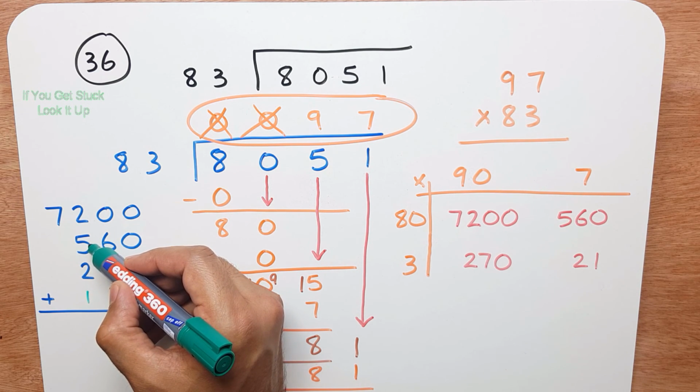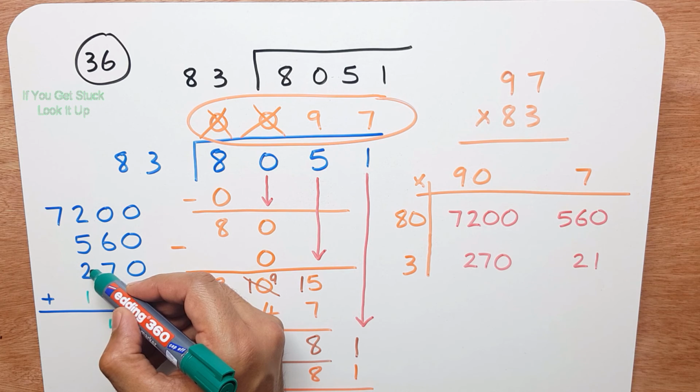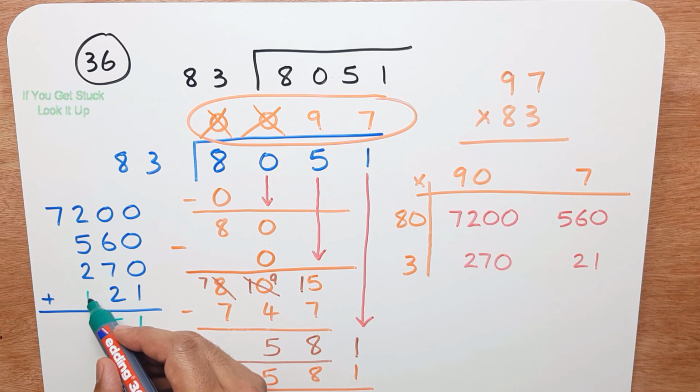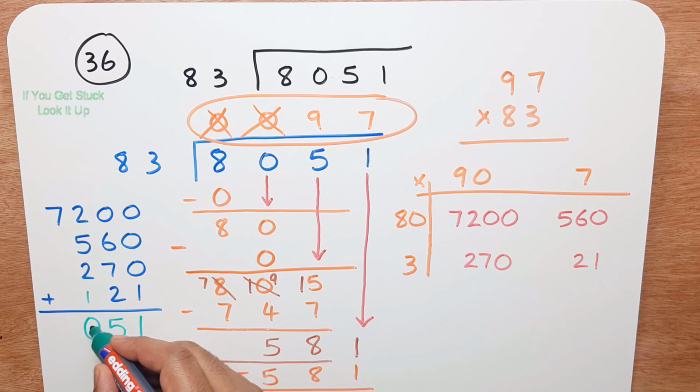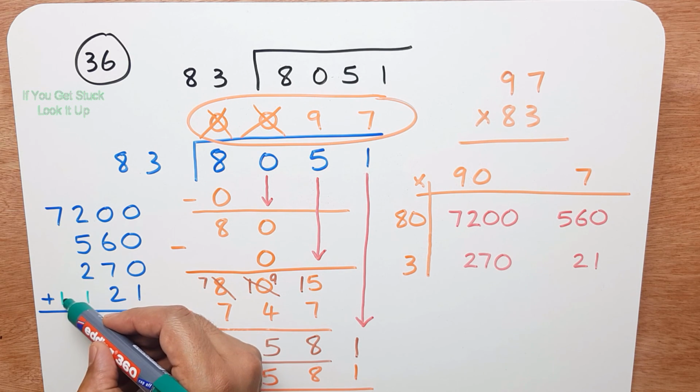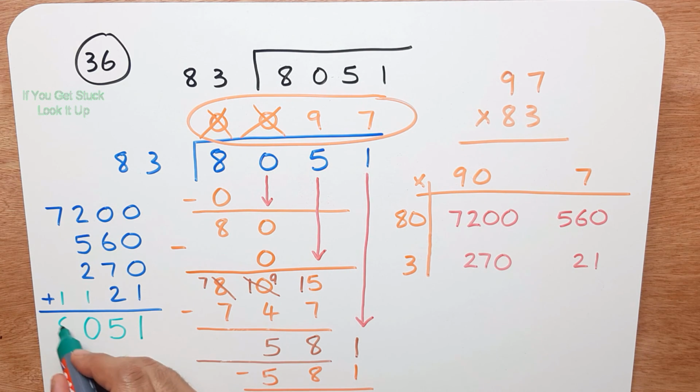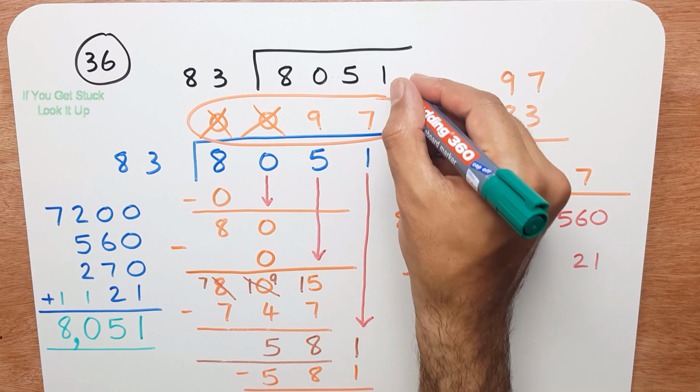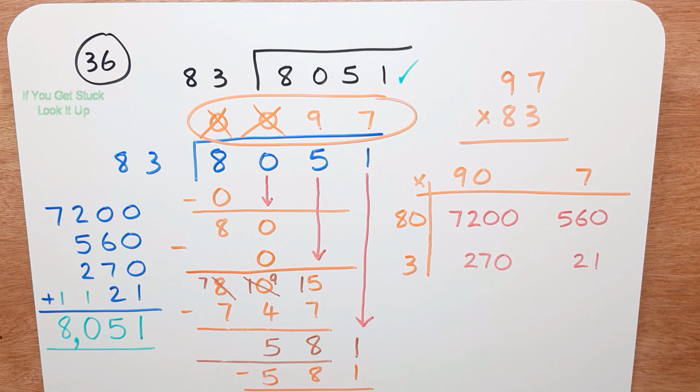2 add 5 is 7. Add 2 is 9. Add this 1 is 10. So I put the 0 down and I carry the 1 over to the next column. 7 add the 1 is 8. 1, 2, 3, comma. So it's 8,051, which is correct. So that was just an extra bit that I did to check to see if my answer was right.